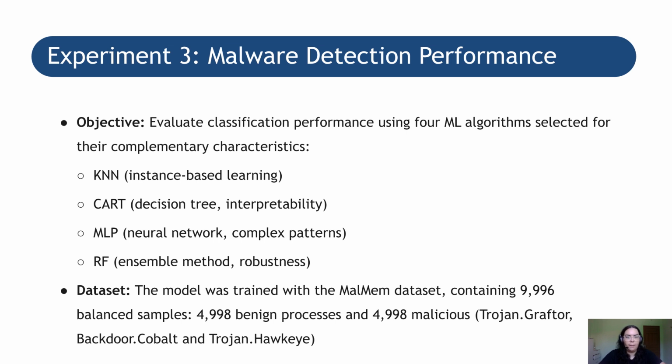Trojan Grafter, Backdoor Cobalt, and Trojan Hawk. These are real-world malware families with different attack behaviors and evasion techniques.